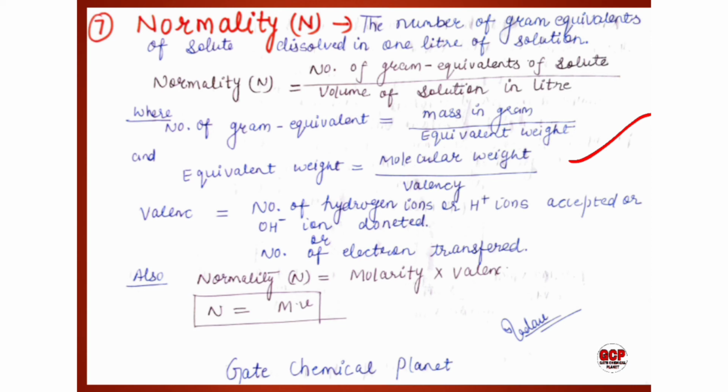And what do you mean by the equivalent weight? It is very easy to calculate. The equivalent weight equals the molecular weight divided by the valency. And valency equals the number of hydrogen ions, or H plus ions, accepted or OH minus ions donated. Or we can also say valency equals the number of electrons transferred. So we can also write normality equals molarity into valency. So capital N equals capital M into small v, which is valency. So I think the normality concept is clear to all the students.